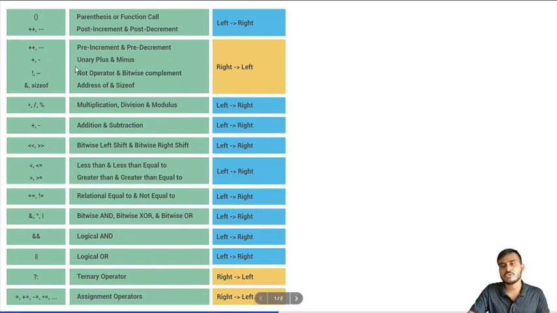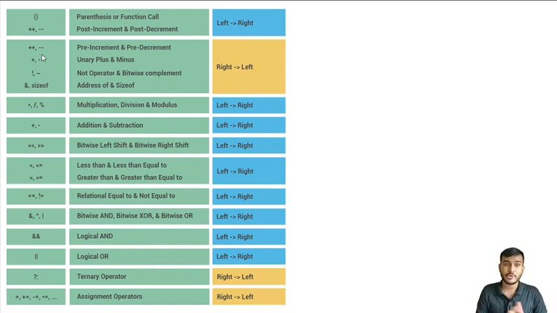So let's quickly go through this precedence table. The maximum precedence is with parenthesis. We don't yet know what the function call operator is, and we haven't discussed it right now, but when we discuss the function topic in C++, I'm going to tell you what this function call operator is.